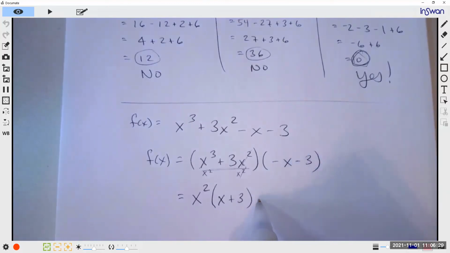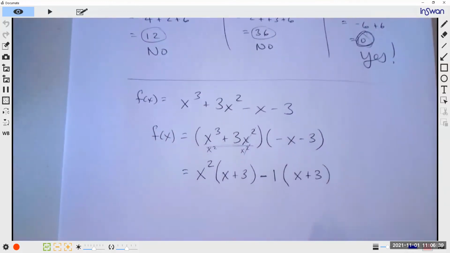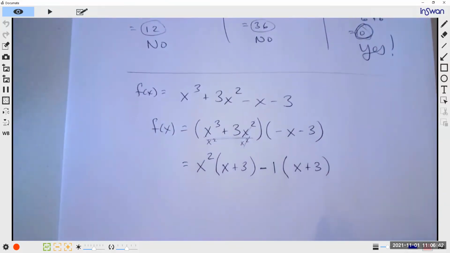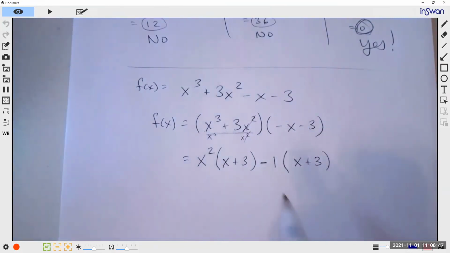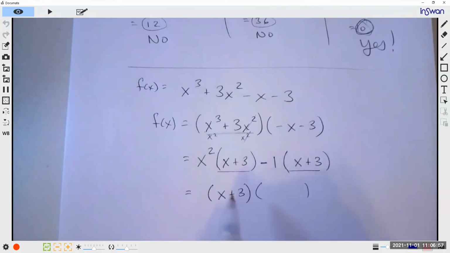The only thing these have in common is a -1, so it just changes signs. They're both negative, so I take out the negative. That changes their signs. They both have an x plus 3. So once I take out the x plus 3s, whatever I have left are the coefficients: x squared minus 1.